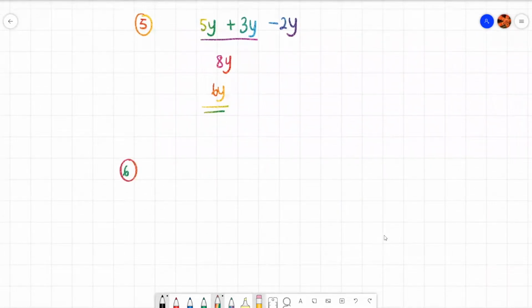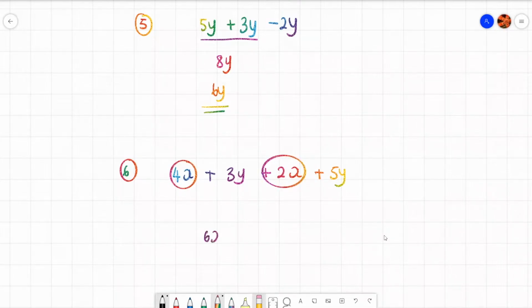Okay, what if we end up with something like this? 4x add 3y plus 2x plus 5y. You can see here that we have got x's and we have got y's. So we need to add the things that are the same together. So the x's are the same, so we need to add them together first. We've got 4x add 2x, which is 6x, and then add the y's together because they're the same. We've got 3y add 5y.